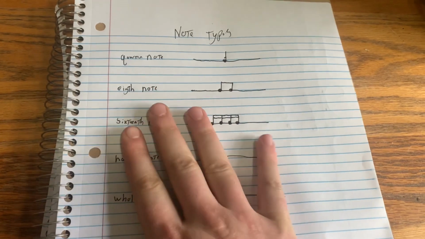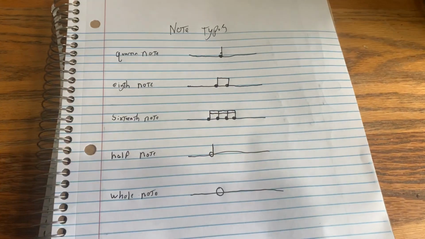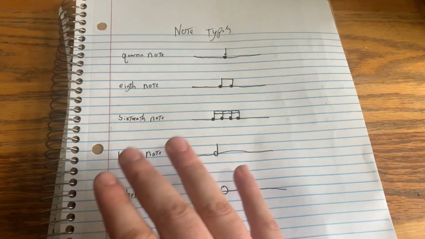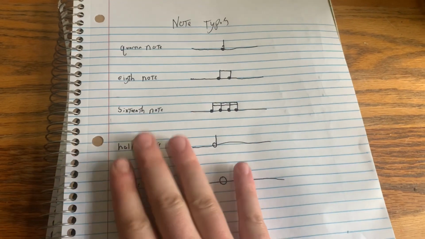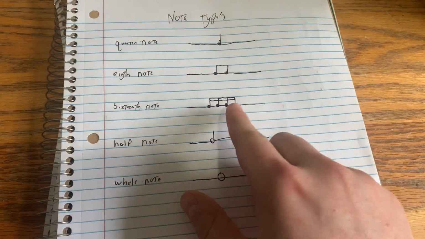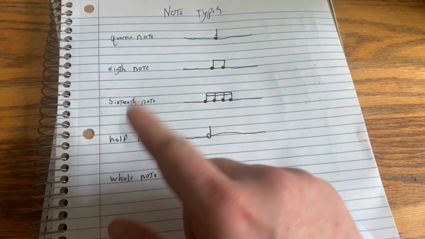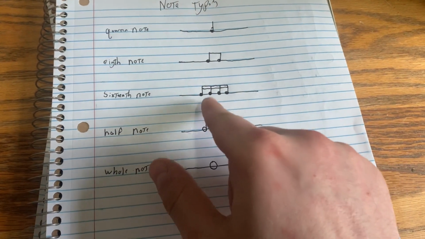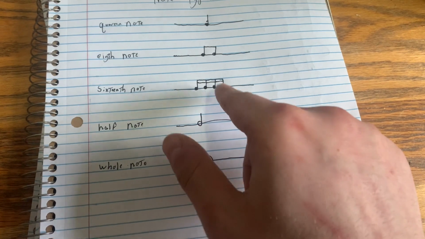1 e and a, 2 e and a, 3 e and a, 4 e and a. Count and clap with me. 1 e and a, 2 e and a, 3 e and a, 4 e and a.